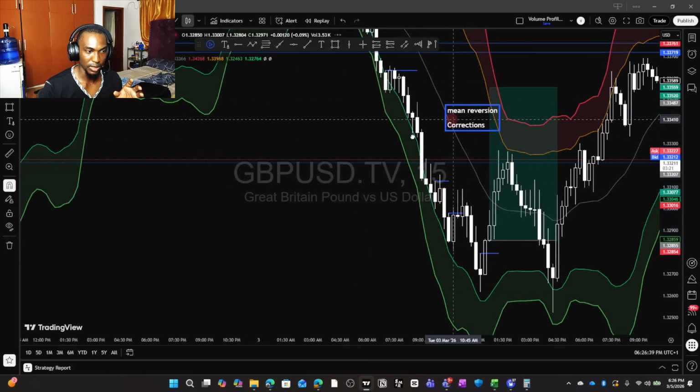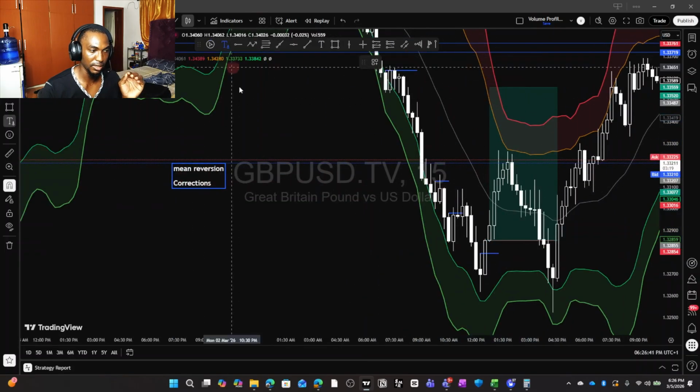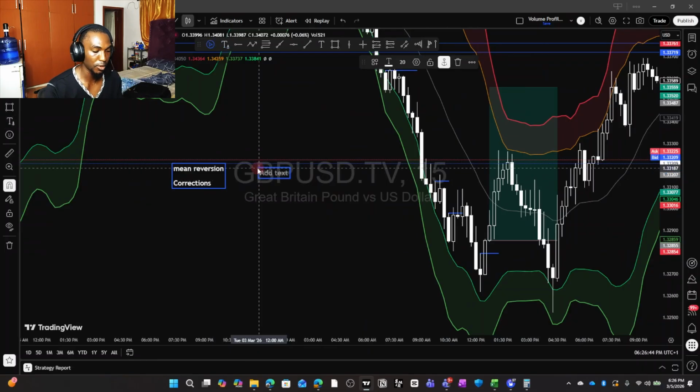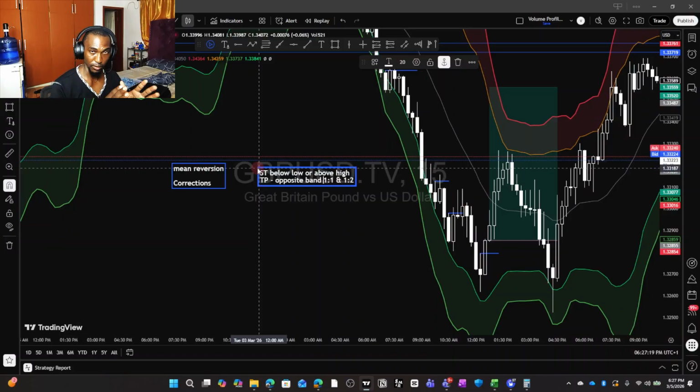So, like I said, there are two ways it can happen, right? There's the strategy of, you can have stop loss below low or above high. That is one strategy. And what is the take profit? The TP is going to be 1:1, that is target 1, 1:2, that is target 2. But before all of this, opposite band, that is all of this.